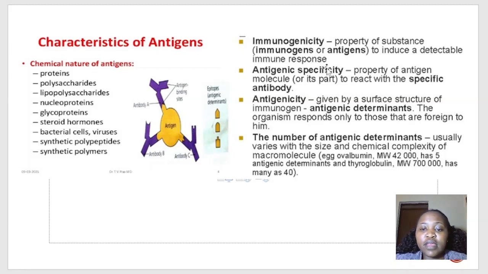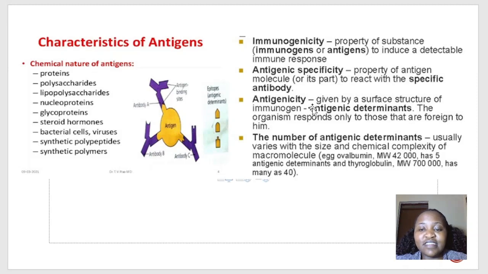Now, some important words you will come across is immunogenicity, which is a property of the antigen, and antigens can also be called immunogens if they are able to induce a detectable immune response. Then antigen specificity is the property where an antigen or part of it, because it could be maybe a surface protein of that antigen, is able to react with a specific antibody.